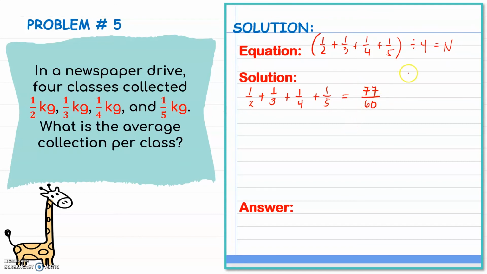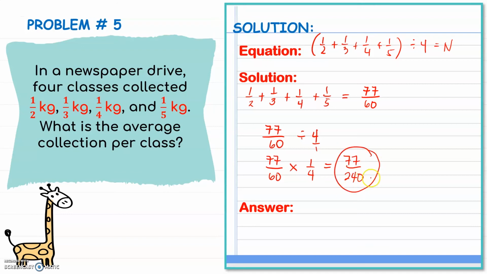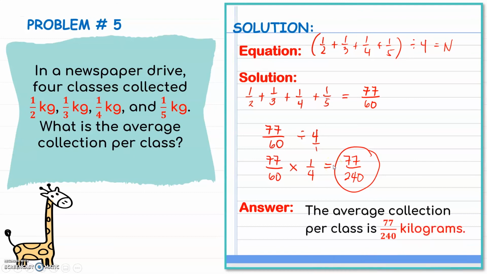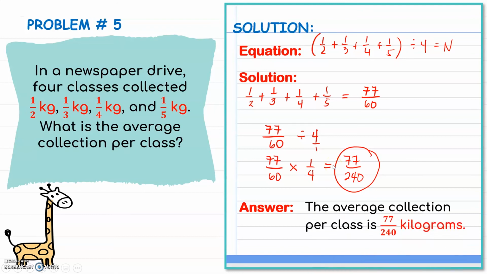Okay, we're not done yet because we still have to divide it by 4. So let's divide 77 over 60 by 4 to get the average. Remember, for us to divide a fraction by a whole number, we have to multiply the dividend by the reciprocal of the divisor. So 4 has a denominator of 1 here, therefore its reciprocal is 1/4. Then 77 times 1 is 77, and 60 times 4 is 240. 77 over 240 is already in its simplest form. That means the average collection per class is 77 over 240 kilograms.